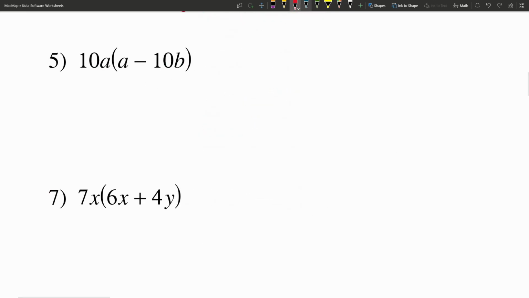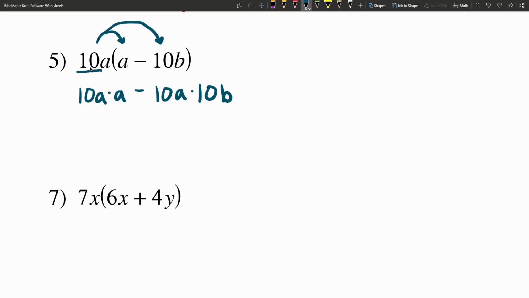In number 5, we have 10a, and that's going to get multiplied to a minus 10b. So what we're going to do is distribute this 10a through. It will get multiplied to a, and it will get multiplied to 10b with subtraction in between. But I want to note here that we have more than one variable. We have a, but we also have b now. So let's see how that's going to affect our problem. Well, 10a times a, those will get multiplied together, and then we subtract 10a times 10b. Again, that was just distributing this monomial to each term in our polynomial.